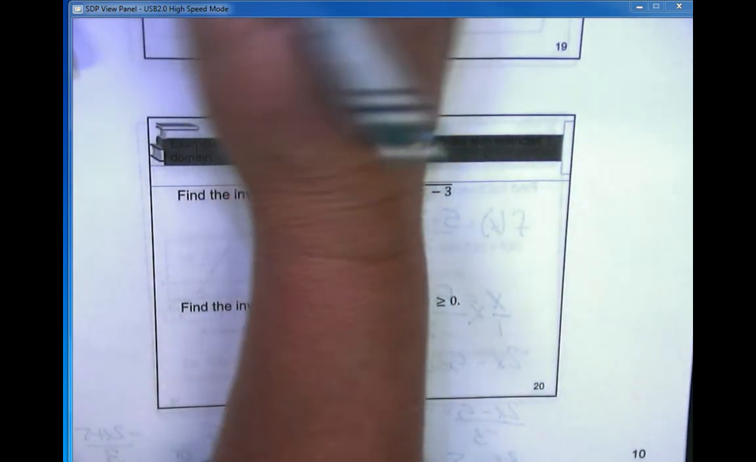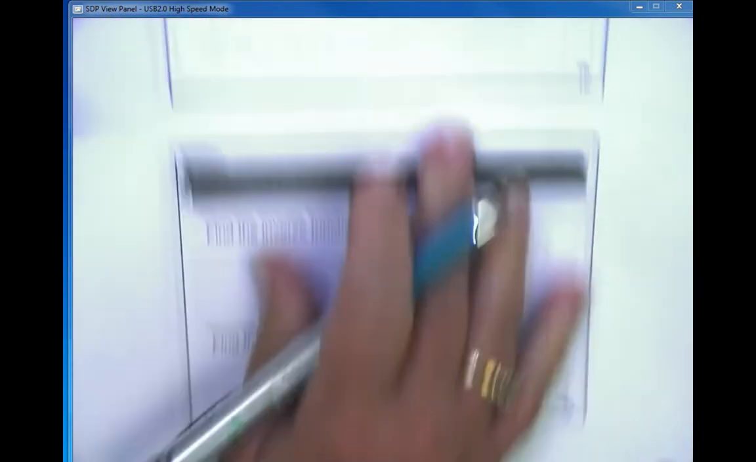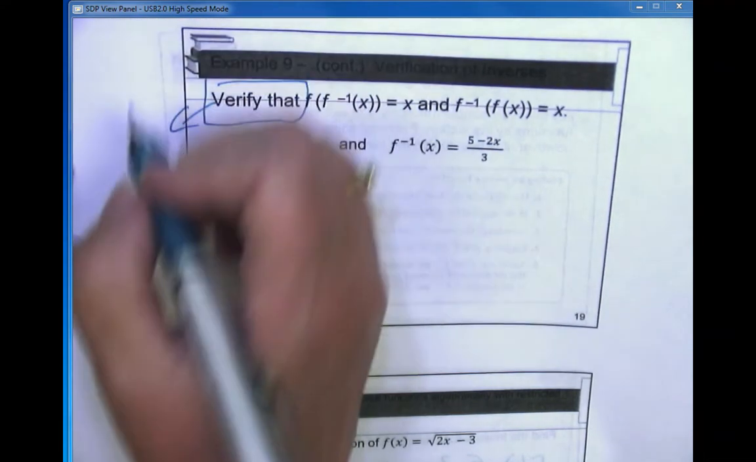Here we are, verify. Again, whenever you see the words verify and what? Whenever you see the words verify, or what's the other word I said?